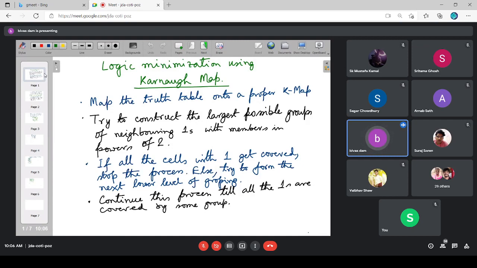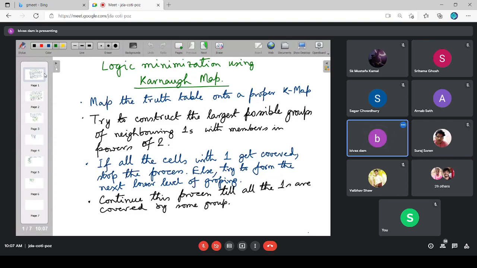Then to go for the logic minimization, the very first step will be to map that concerned truth table onto one proper Karnaugh map. Proper Karnaugh map means if the truth table is containing 3 input variables, we have to go for one 3 input variable Karnaugh map. Sorry, if the function contains 4 input variables, in that case, we have to go for one 4 input variable Karnaugh map. That's the way we have to map the truth table onto a proper Karnaugh map.